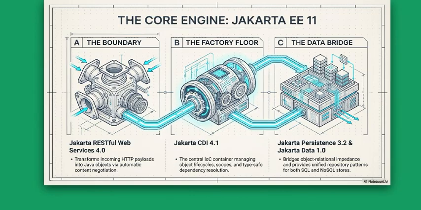Which brings us to the third part of this core engine, the data bridge, handled by Jakarta Persistence 3.2 and Jakarta Data 1.0. This is basically the warehouse logistics. The blueprint notes that it bridges object relational impedance for SQL and NoSQL. I imagine this is how the factory stores its finished goods, whether that warehouse uses a highly structured system like SQL or a giant flexible open floor plan like NoSQL. Yeah, and bridging that impedance really just means smoothing out the historically awful translation between object-oriented code and flat database tables. Oh, gotcha. By having this entire core layer so rigorously standardized, you establish this rock-solid foundation.